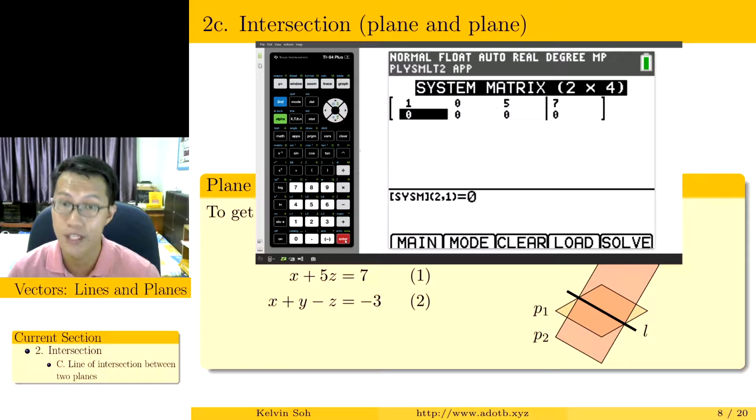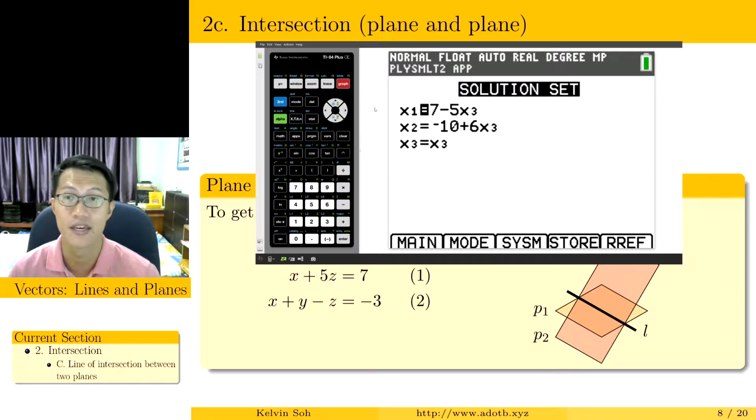Okay, for our second equation, we have x plus y minus z equals minus 3. So the coefficient of x is 1, the coefficient of y is 1, the coefficient of z is negative 1, and finally the constant is negative 3. Oops, I forgot the extra negative. So the constant is negative 3 as shown over here. Okay, so when we have keyed it in, we go to solve, which is the 5th button again. And our calculator will give us this solution.